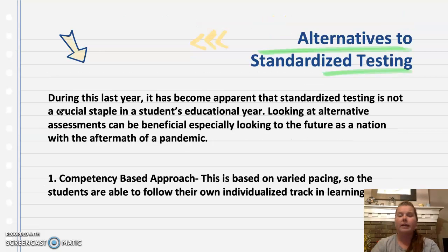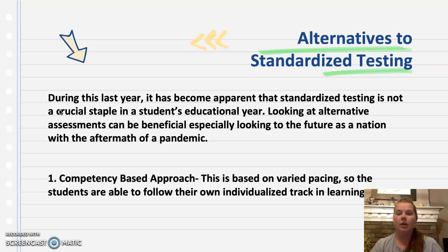Okay, so we discussed the negatives to standardized testing. So what are the alternatives? During this last year, it's become apparent that standardized testing is not a crucial staple in students' educational year. Because of COVID, there wasn't a lot of standardized testing that took place, just because students were not there, they were not academically there and progressing.